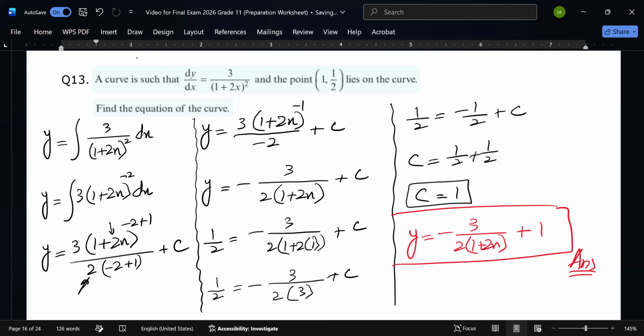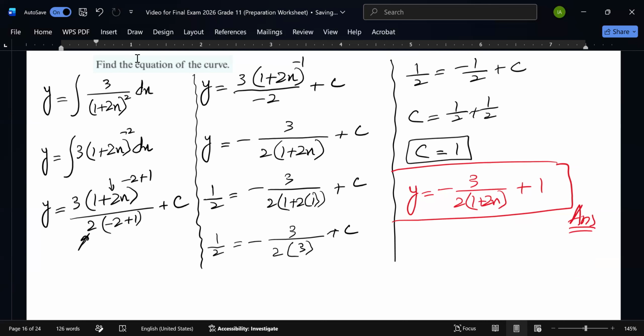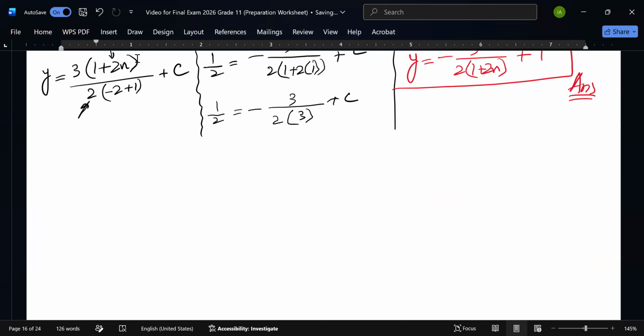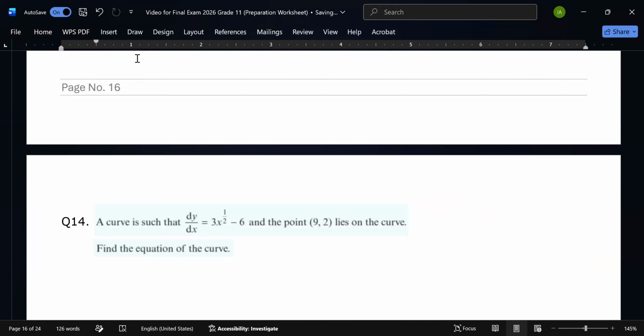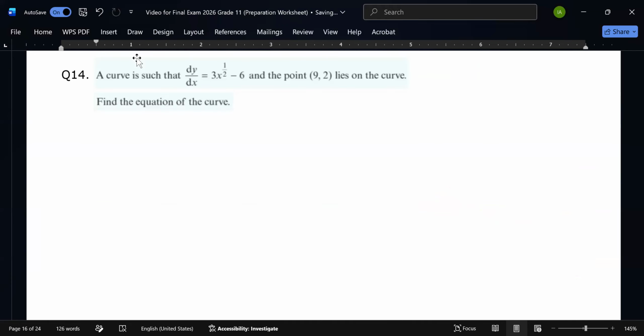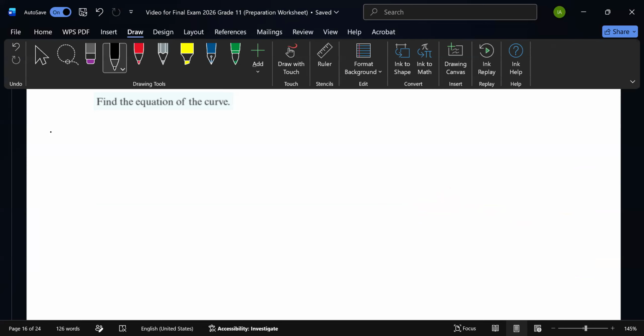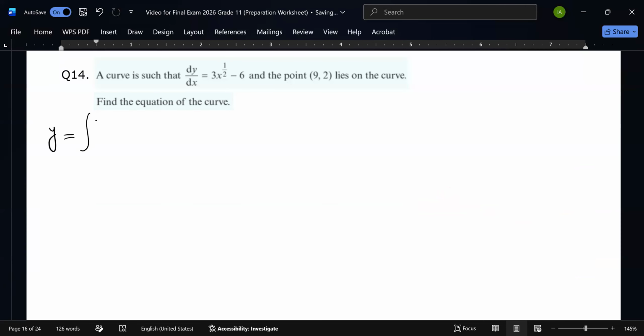Okay, let's take another question, see how integration. Okay, again, we have to find the equation of the curve. Dy upon dx is given, point is given. Yes, let's go for the steps. To get the equation, we integrate the dy upon dx or the gradient.